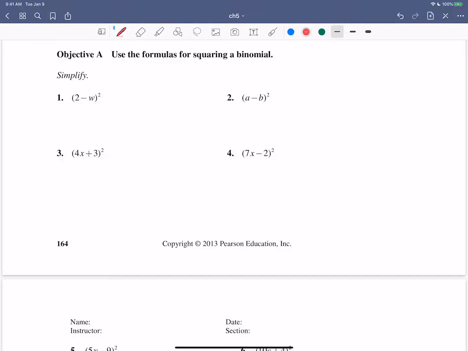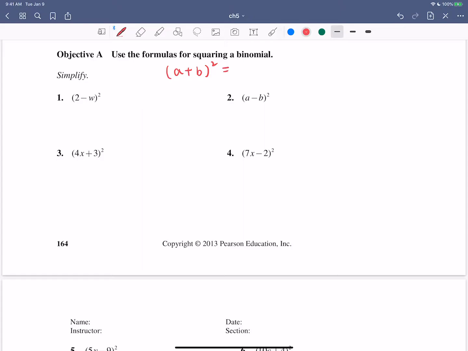Objective A. Use the formulas for squaring a binomial. The formula for squaring a binomial is written as this. Assuming we have binomial a plus b, and we are squaring this, it's simply multiplying a plus b by itself twice. So if you don't remember the formula, you could totally just use FOIL or distributive property or multiplying vertically or area model to find out what the formula is.